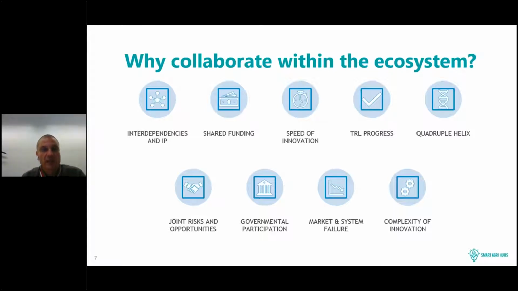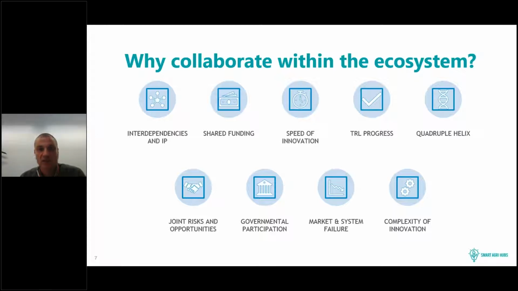Shared funding, it's quite expensive to do innovation, so typically governments and parties put money together and do a shared research program. So this is also part of collaborating within an ecosystem. To monitor and add to the speed of innovation. So in the last years, we have been observing increasing speeds of innovation, and having a wide network to monitor what's going on can help you take the right action. So it's also a monitor.